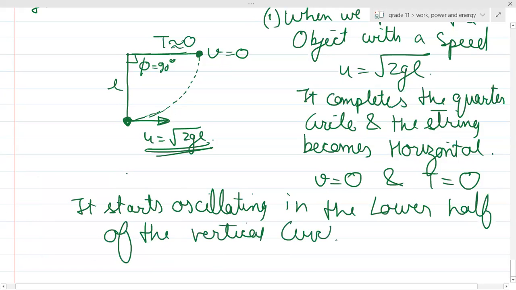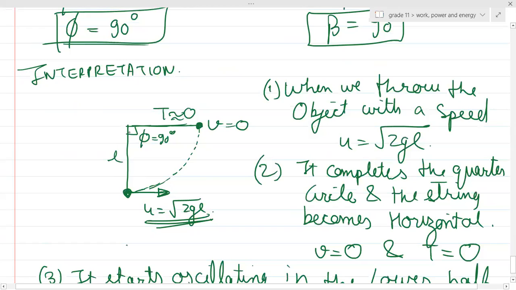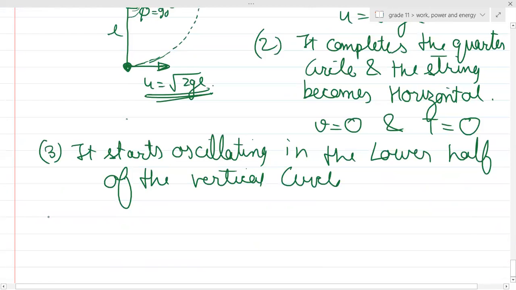Can I say all these 3 points? The first point is this, the second point is this. So how does the string become horizontal? Because the angular amplitude was 90 degrees, right? So where will the bob stop? When the string travels an angle of 90 degrees. From vertical to horizontal, 90 degrees, right?